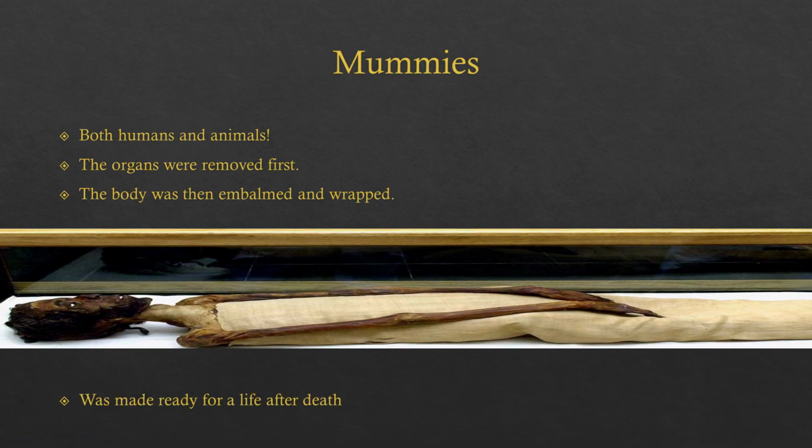Mummies played an important part in their religion, both human mummies and animals. Animals were usually sacrificed to the gods. But to create a mummy you need to remove the organs. The body was then embalmed and wrapped.